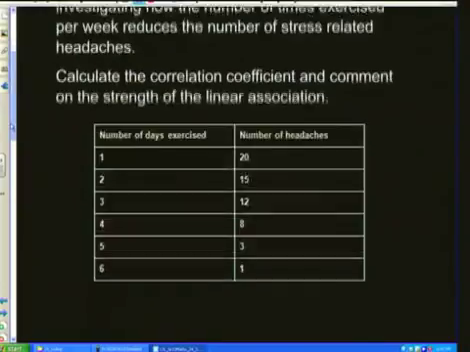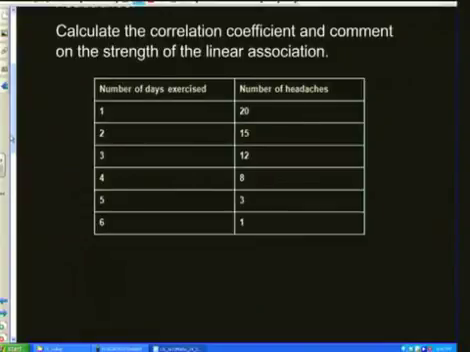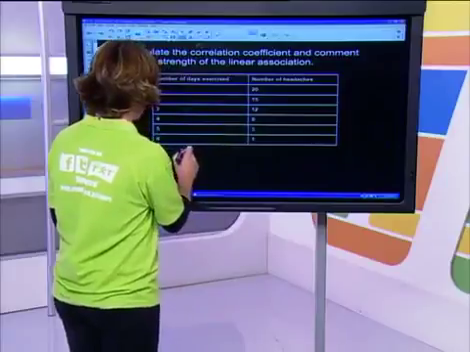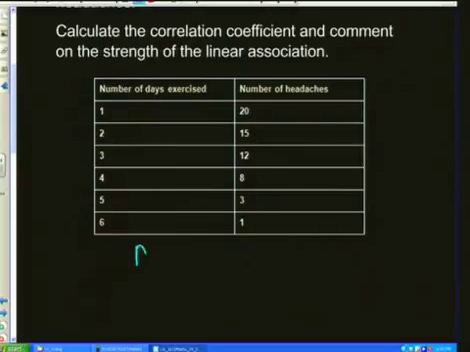So let's look at the information. We've got the number of days exercised, which is on our right-hand side, and we've got our left-hand column, which is our number of headaches. And basically, the question is asking for the correlation coefficient. Now, grade 12s, the correlation coefficient is always going to be represented with the symbol R.